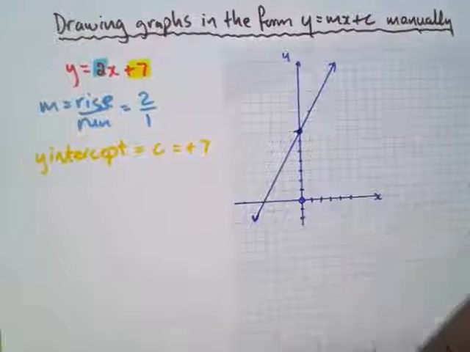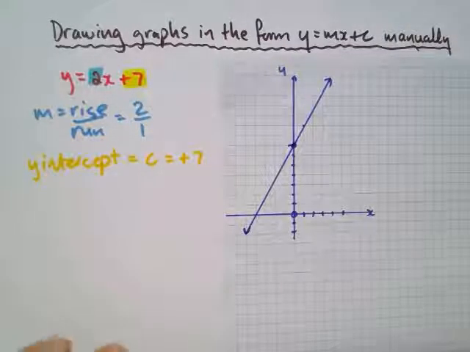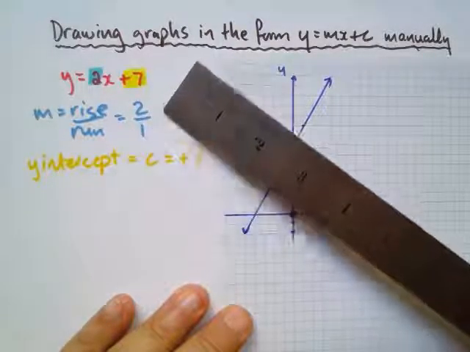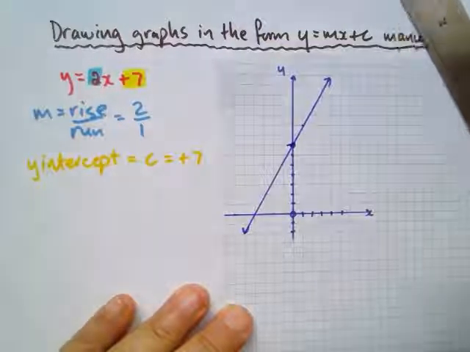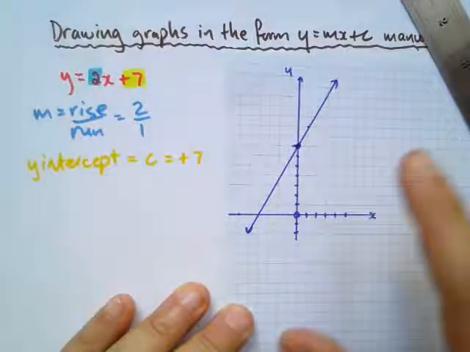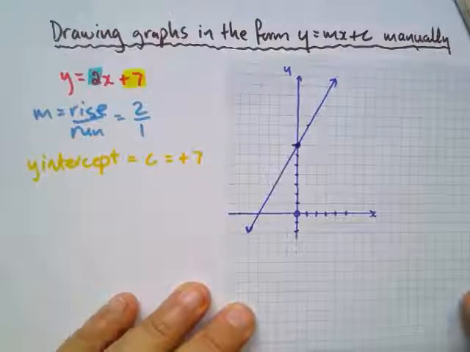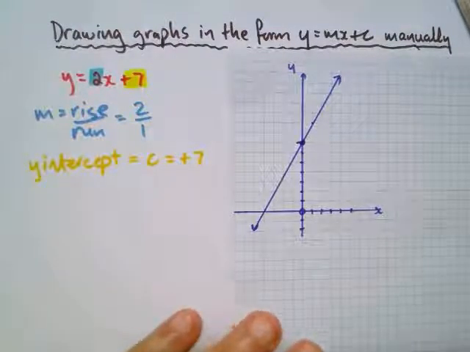Okay. The other method, I'm not too crazy about that method. The reason is, if you've got a gradient here that is something like 11 over 7, to go up 11 over 7 becomes a bit difficult to work with. So the other option is to use my intercepts.